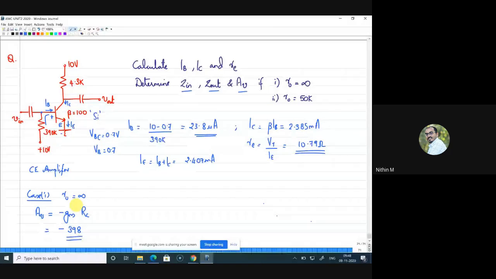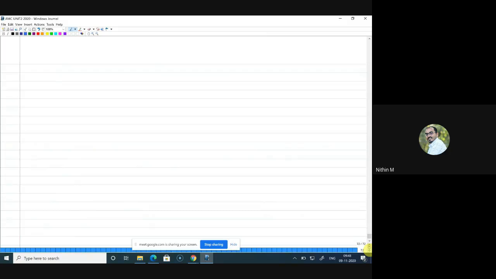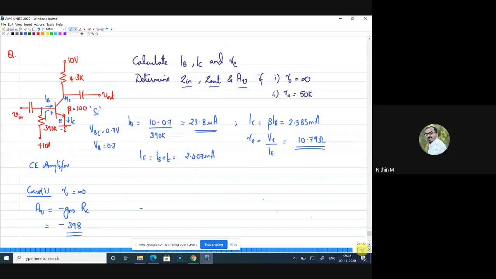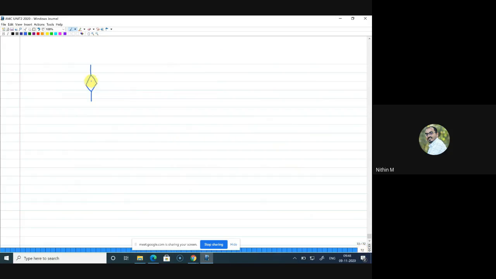Now for the same case, you can write input impedance Z in. What is Z in? Okay, so let me do one thing here. In order to find input and output impedance, let us draw the equivalent circuit. Because now in this question we have an additional resistance, 390k, right? So let us draw the equivalent circuit first.